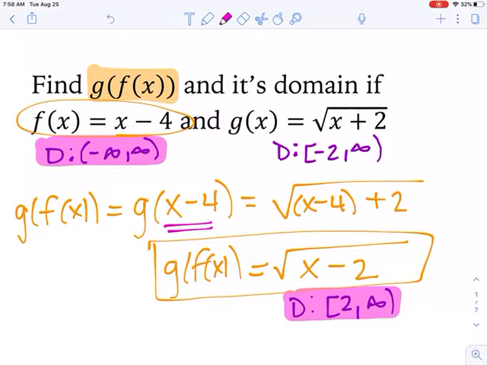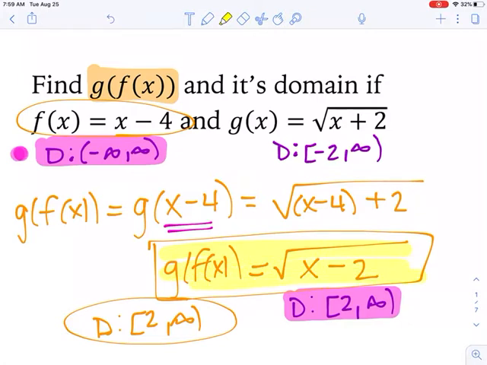When we look at the domain, that's the other part I'm looking at, we need to compare the outside domain and the inside domain to see where they overlap. Since they overlap at 2 to infinity, and F's domain is all real numbers, our overlap is 2 to infinity. So what I'm highlighting here in yellow is your answer. Radical x minus 2 is our composition, and our domain is 2 to infinity.